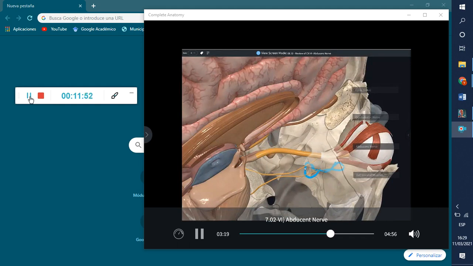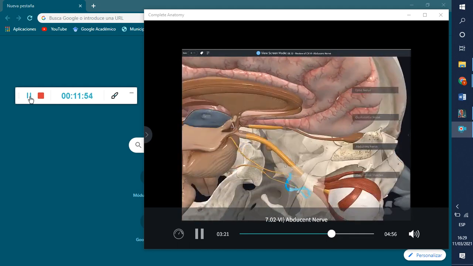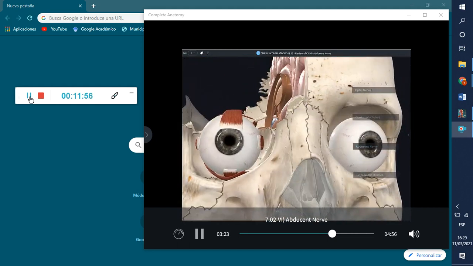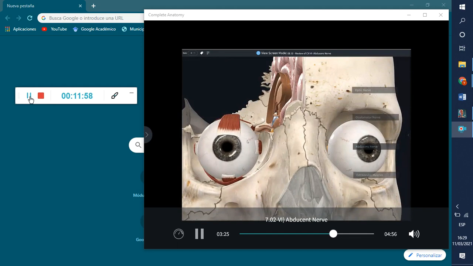It will not be able to abduct the eyeball anymore. Someone who has an abducens nerve palsy is going to have a permanently medially rotated, or adducted, eyeball, because of the lack of the abducting function of the lateral rectus.